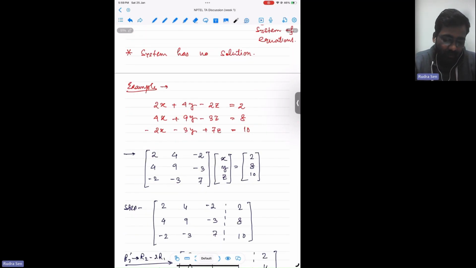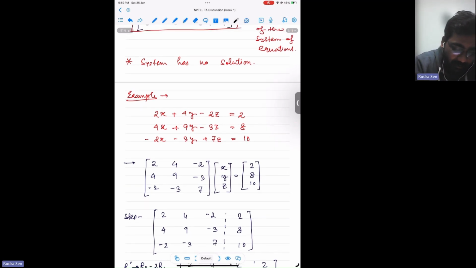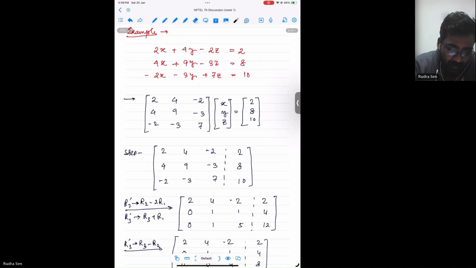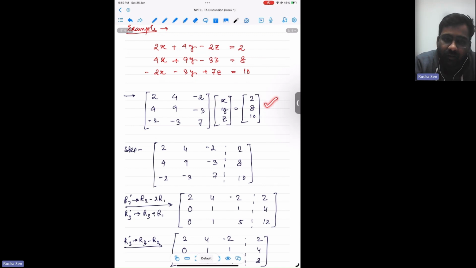Okay. Now let's do the next example. Here we have considered a 3D picture basically, 3 equations and 3 variables. So 2x plus 4y minus 2z equals 2, 4x plus 9y minus 3z equals 8, minus 2x minus 3y plus 7z equals 10. Again, we convert it into a matrix vector format, that is Ax equals b format.